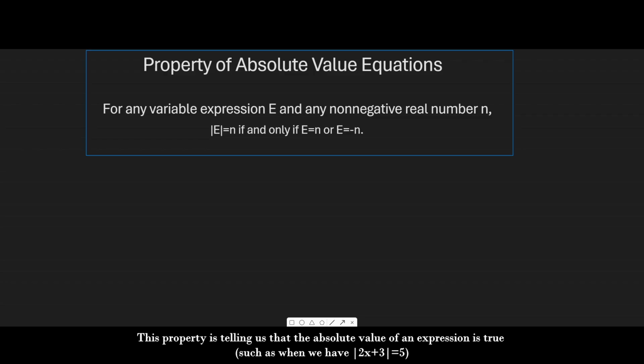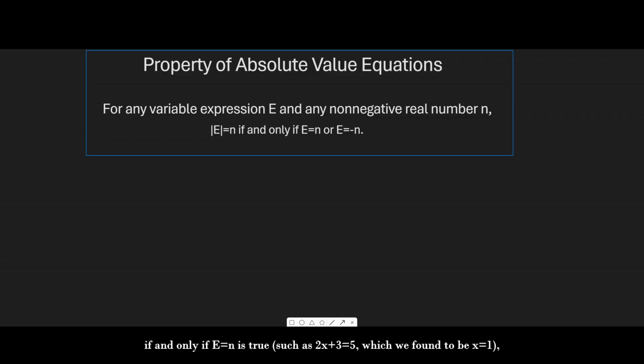This property is telling us that the absolute value of an expression is true, such as when we have the absolute value of 2x plus 3 equals 5, if and only if e equals n is true, such as 2x plus 3 equals 5, which we found to be x equals 1, or e equals -n is true, such as 2x plus 3 equals -5, which we found to be x equals -4. Let's see how this works with a few examples.